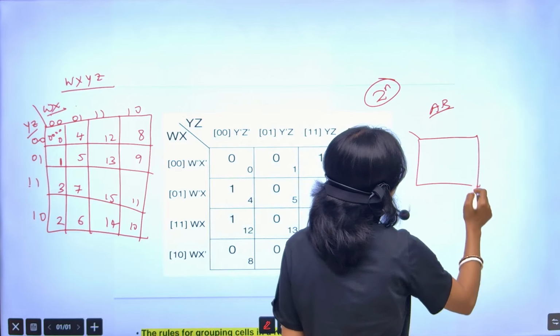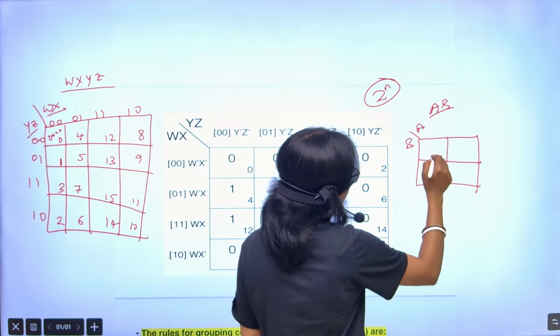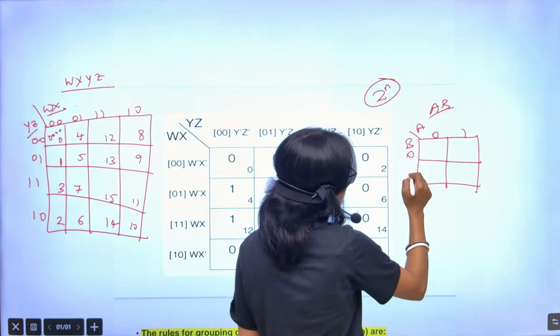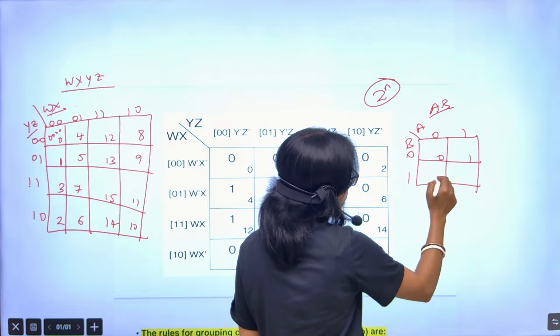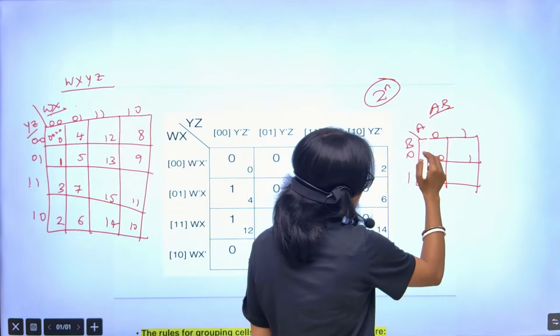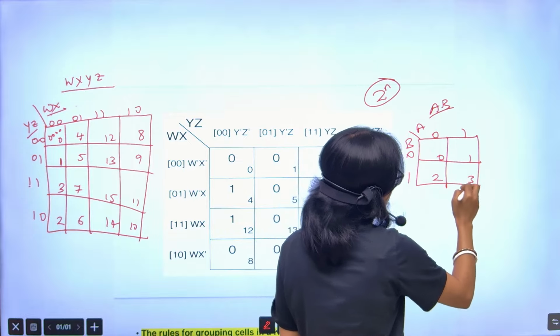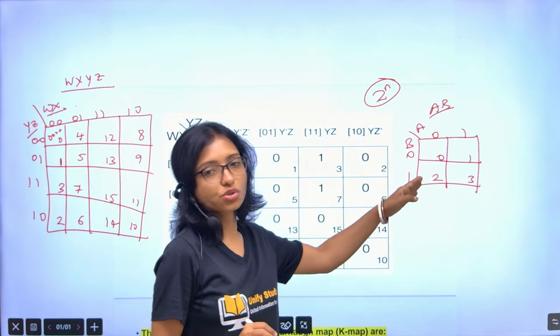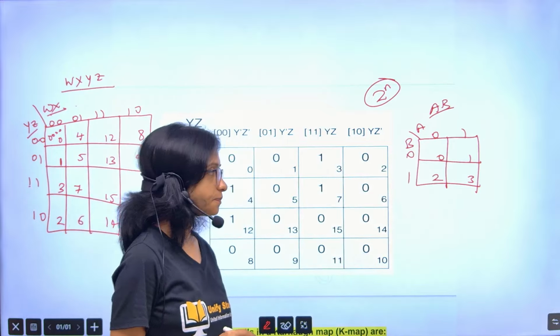Like this way: A this side, B this side. I am making here A 0 1 0 1. In this case, this is 0 0 0 0 0 0 1, 0 1. After that 1 0, then 1 1. This is 0 1 2 3. Here no swapping, no change, because only 1 1 values are there.